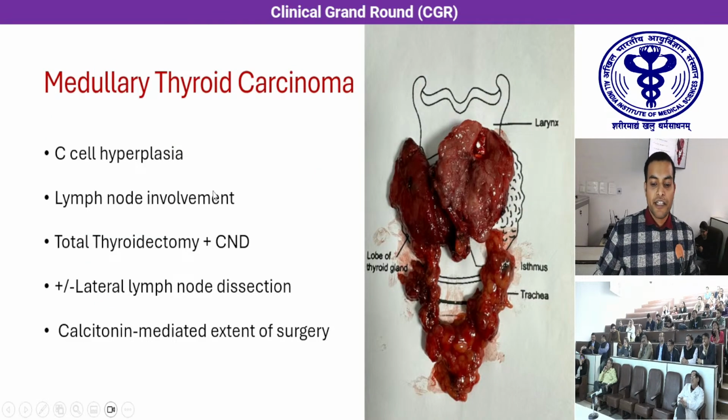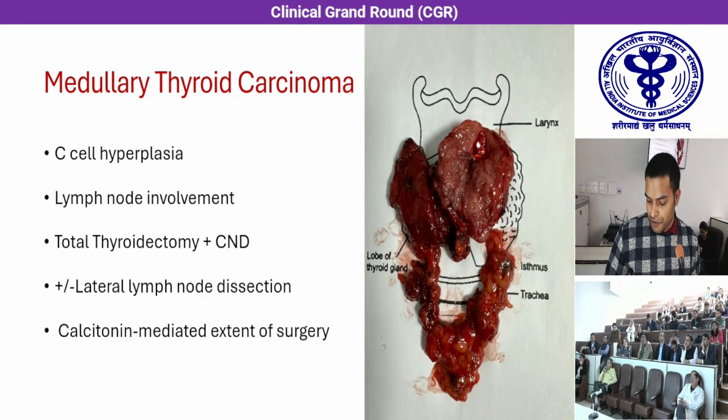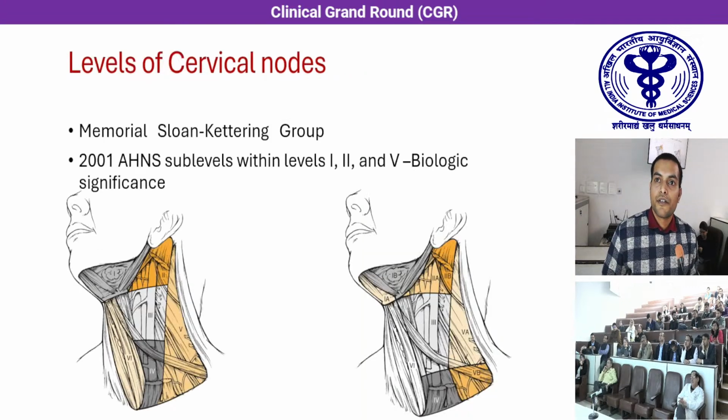And for medullary thyroid carcinoma, the minimum surgery performed should be a total thyroidectomy with central compartment nodal dissection. And the lateral lymph node dissection is performed based on the presence of metastasis on imaging, or a prediction of metastasis based on the baseline calcitonin values. So these are all the lymph node levels that are to be dissected, from level 2 to level 5.